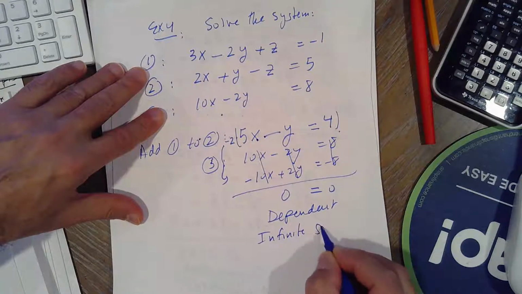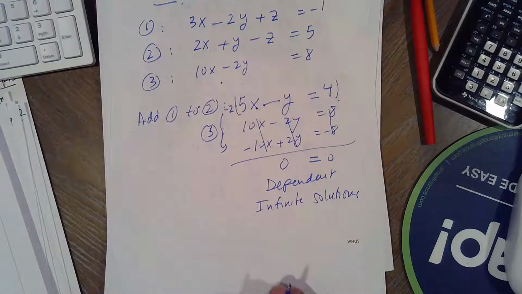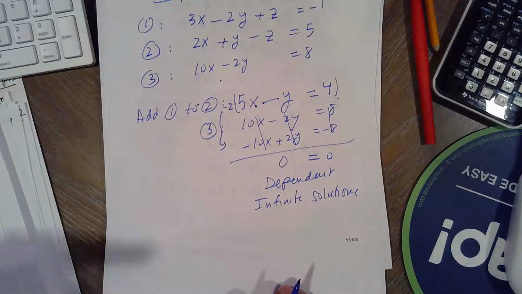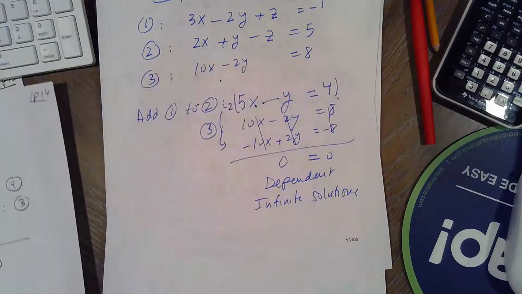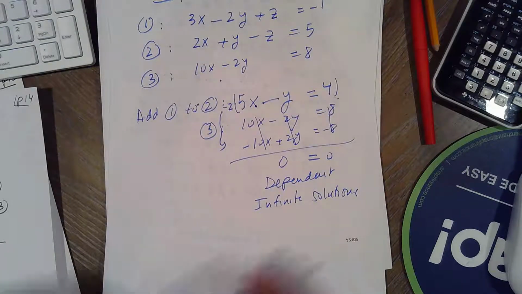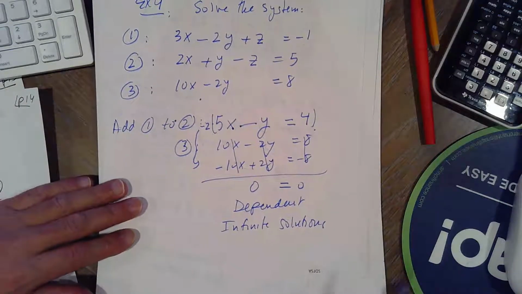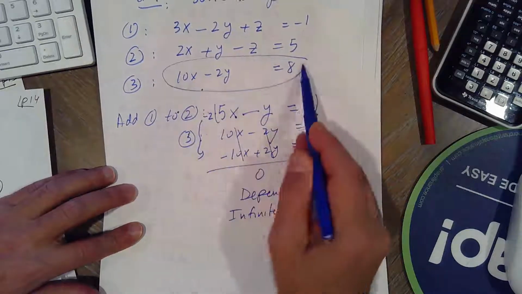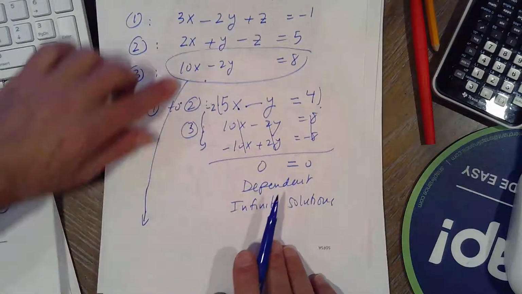But remember, when it's infinite solutions, it's not enough to just say that. You have to write the general form. So to write the general form, you want to write two of the variables in terms of one of them. Two of them in terms of one of them. It doesn't really matter. If you look at this third equation, it looks like we can isolate y. So we're going to write y in terms of x.